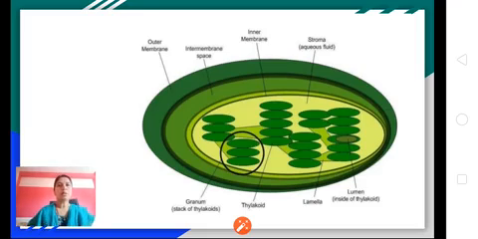It has an outer membrane and then an inner membrane, and if you see inside there are a lot of stack-like structures. These are termed grana, and each substance there is termed a thylakoid, and it is inside this thylakoid that the chlorophyll pigment is present. Then you can see the empty space inside, which is called the stroma. So you can see here the structure of chloroplast.